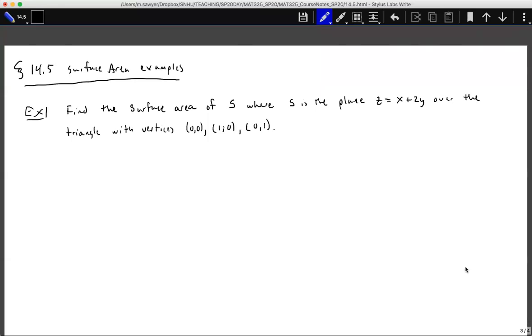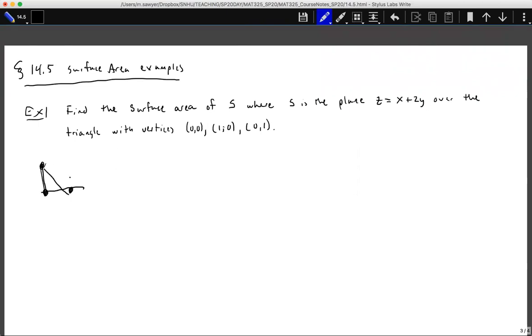Welcome to Calc 3. This is section 14.5, surface area examples. So for our first example, find the surface area of S, where S is in the plane z equal to x plus 2y over the triangle with vertices (0, 0), (1, 0), and (0, 1). So if we draw out what this looks like, (0, 0), (1, 0), and (0, 1).